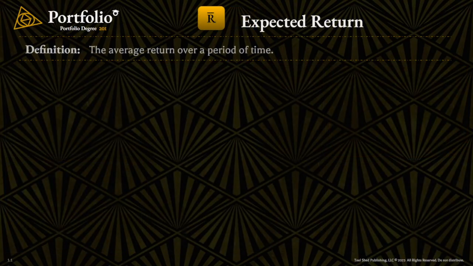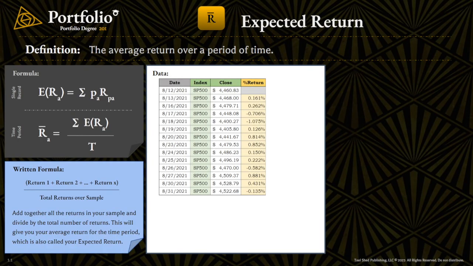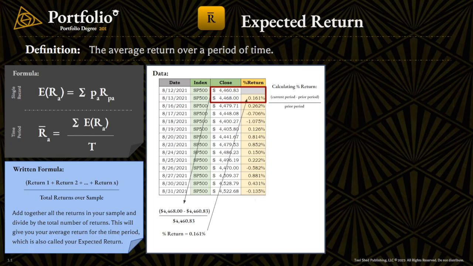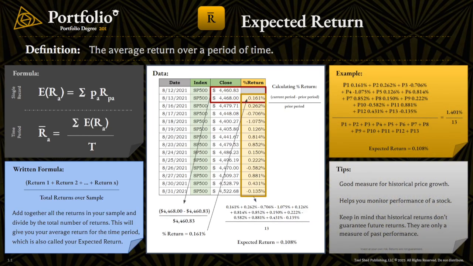Let's get into expected return. Expected return is the average return over a time period. With a lot of these slides, you're going to see 2 math formulas in the upper left, one for analyzing a single record, and a second for analyzing a set of records over a time period. Showing you an example, here's the math behind calculating a single return, and from there a single return goes into a set of returns, and then that set gets analyzed as the group, and you come up with your expected return for that time period.